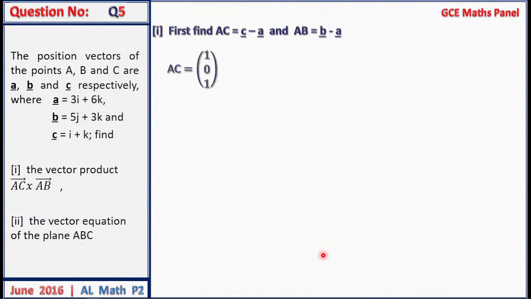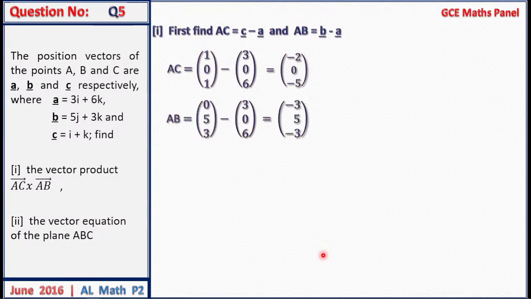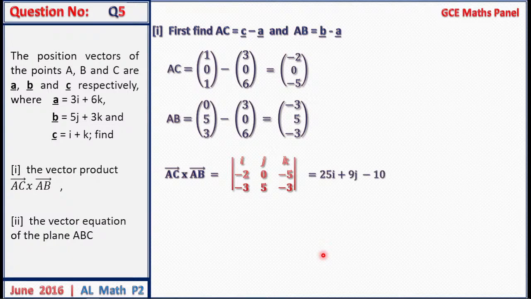So our AC will give us (1, 0, 1) minus (3, 0, 6), and when we subtract, we will have (−2, 0, −5). Similarly, for AB, we will have (−3, 5, −3). We can now get our cross product. So our cross product AC cross AB will be equal to, there are other ways we can do it, right? I'm going to use this other form: −2, 0, −5 and −3, 5, −3. So when you finally do it, your final result will be 25i plus 9j minus 10k when you simplify.